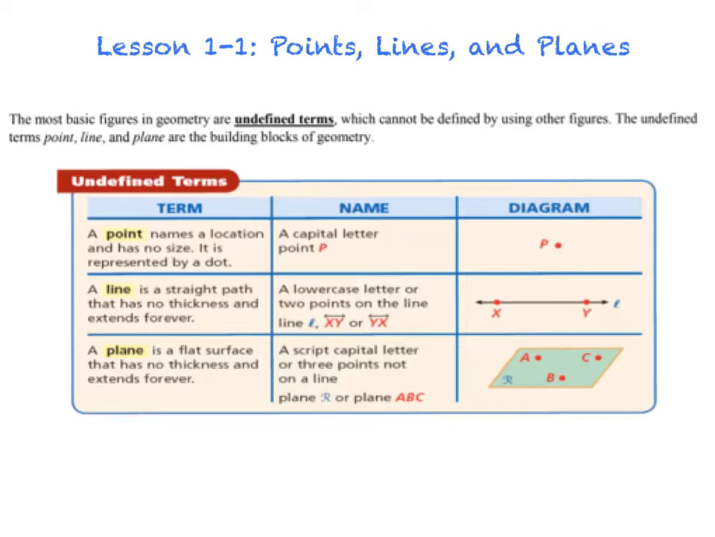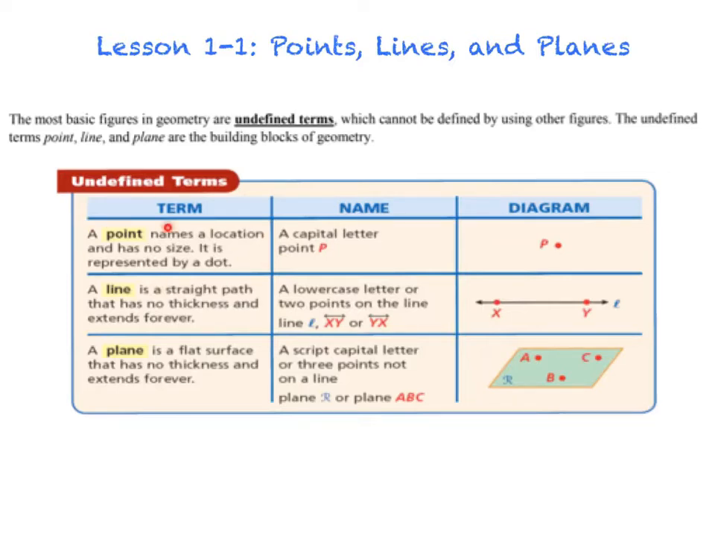So, the most basic figures in geometry are undefined terms, which cannot be defined by using other figures. Basically meaning they're the most simple aspects of geometry. The undefined terms point, line, and plane are the building blocks of geometry. So let's first talk about a point.